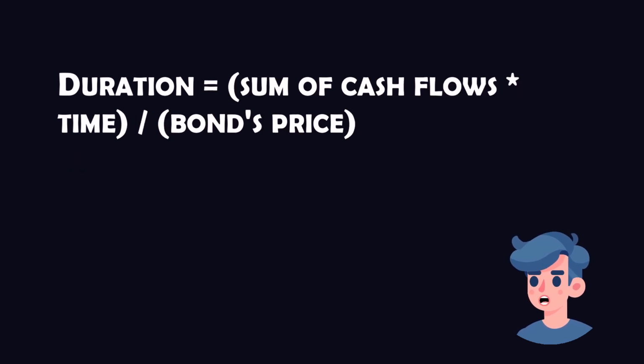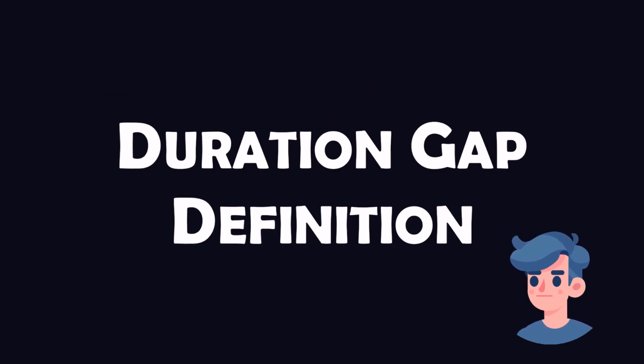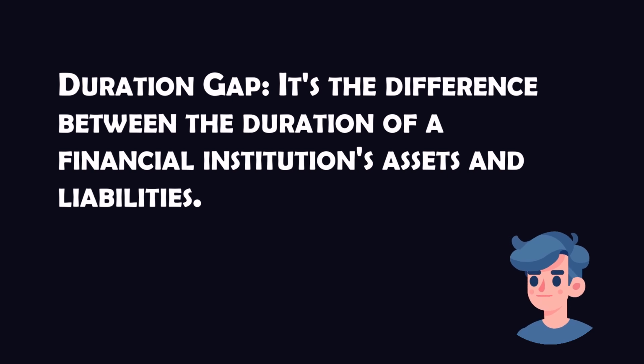Imagine you own a 10-year bond paying an annual coupon of 5%. If interest rates rise by 1%, the bond's price will fall. Now, let's bring in duration gap. The duration gap measures the difference between the duration of assets and liabilities.